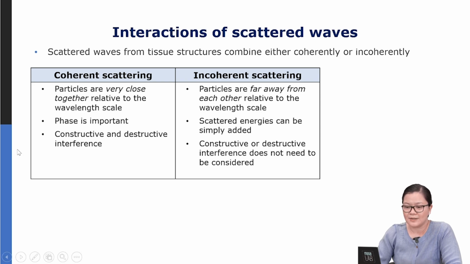In coherent scattering, the particles are very close to each other relative to the wavelength scale. So in this case, if the scattered waves are in phase, they will constructively interfere with one another. And if the scattered waves are out of phase, they will destructively interfere. In terms of incoherent scattering, the particles are far away from each other relative to the ultrasound wavelength. Here, the scattered energies can be simply added, and constructive and destructive interference does not need to be considered in this case.